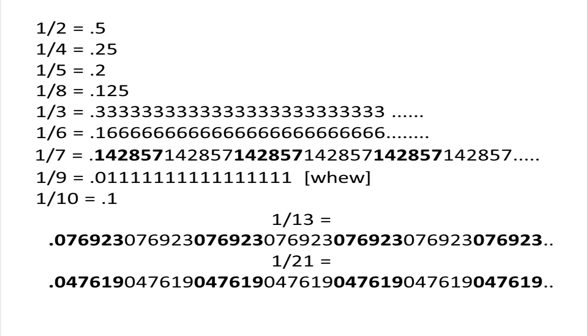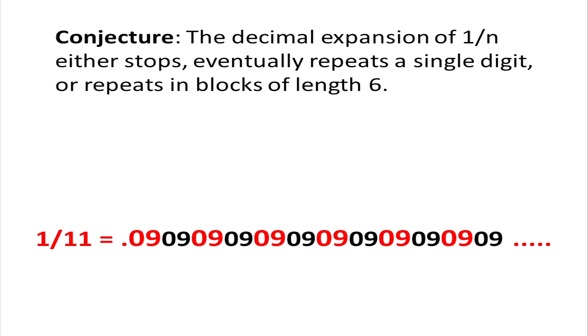So let's review these examples. We just talked about them over here. 2 more examples, a 13th and a 21st. Also offhand random, but not random. Again, repeats in blocks of size, what? Also 6, right? So maybe we're ready for a conjecture, a guess as to what's going on. What's the conjecture? Conjecture. The decimal expansions of 1 over n.